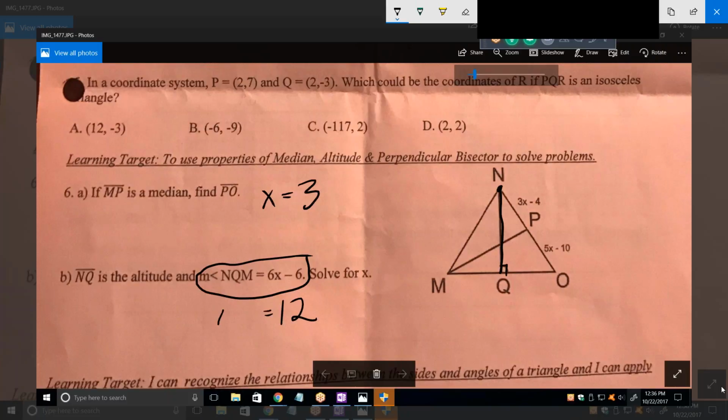equals NQM. What can they possibly mean with NQM? That's an angle, but they don't put the little angle sign in front of it. Don't know what question B wants. Cannot figure it out. Should I ask her at school tomorrow?